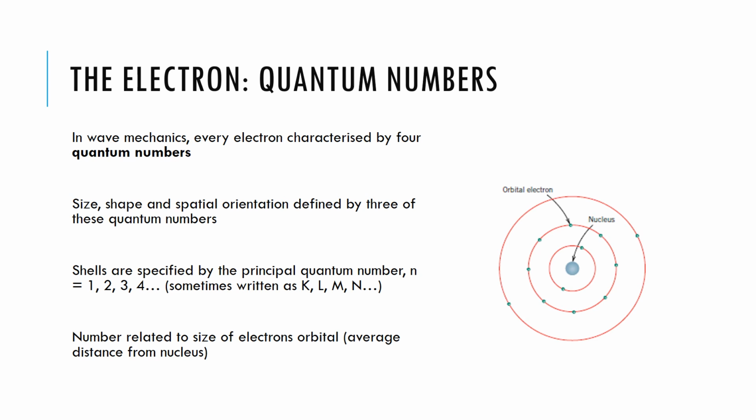The size, shape, and spatial orientation is defined by 3 of these quantum numbers. Shells are specified by the principal quantum number n, and that's written as 1, 2, 3, or 4. Sometimes in material science you might see it written as K, L, M, and N. This usually means that you're conducting some kind of spectroscopic experiment, such as X-ray photoelectron spectroscopy. But this number is related to the size of the electron's orbital and its average distance from the nucleus.